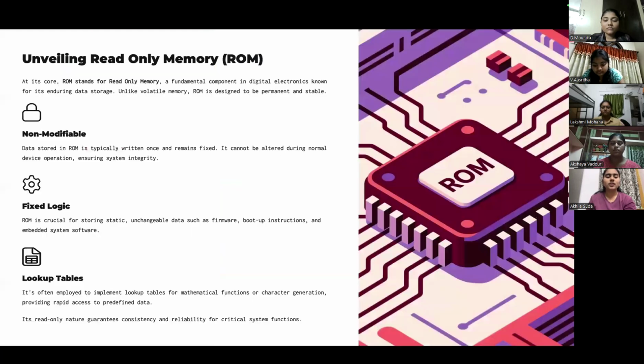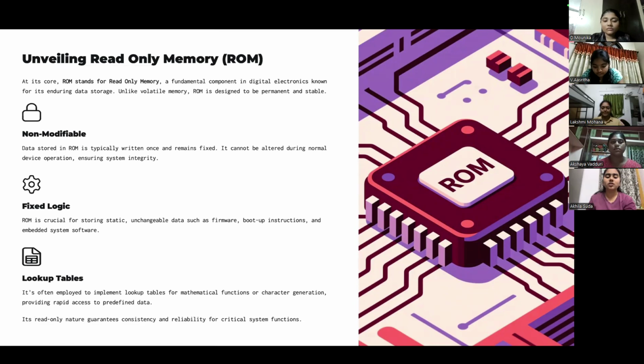Here we can see key features of unveiling read-only memory. First one is non-modifiable. Data stored once stays permanently and cannot be changed during normal device use. Protects important instructions from being deleted or overwritten. Example, your phone's startup software is stored in ROM so that it always turns on correctly.